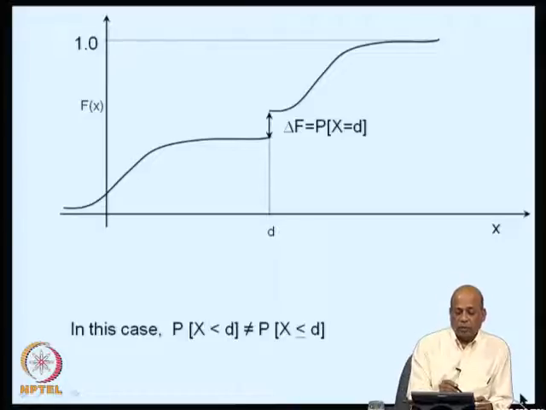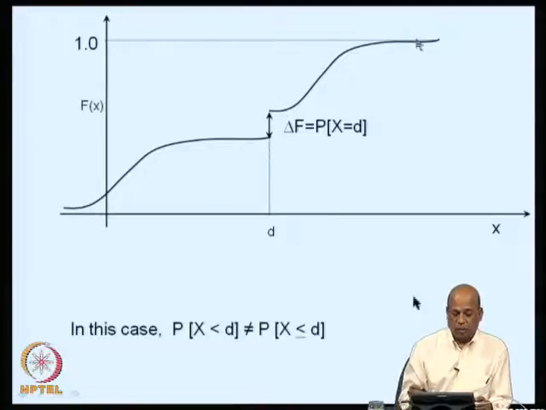So, in such a case, the cumulative distribution function will look something like this. For x less than d, it goes up to this point, then there is a finite probability associated with x equal to d. So, there is a jump here of delta F equal to probability of x equal to d. Then this is the cumulative distribution function associated with f2 of x. So, the maximum value of this CDF will be equal to 1.